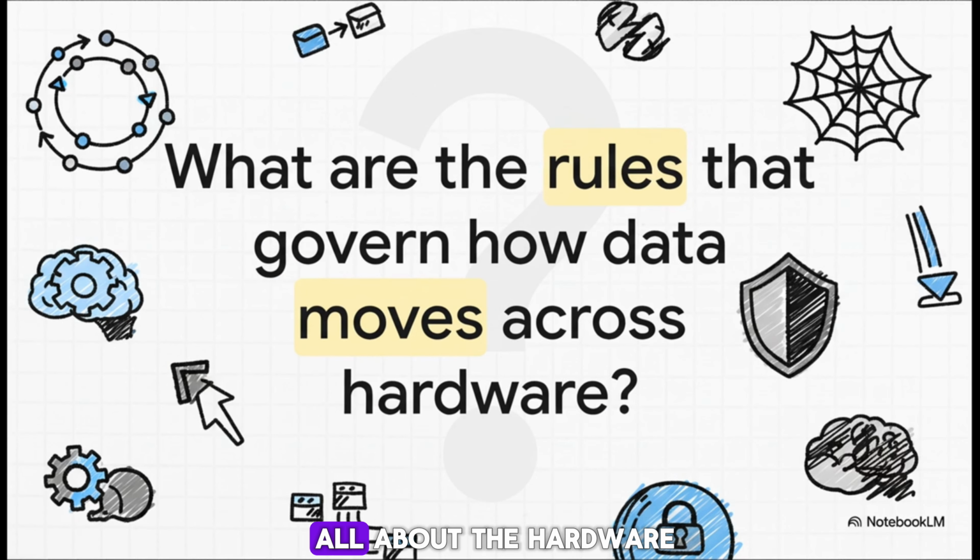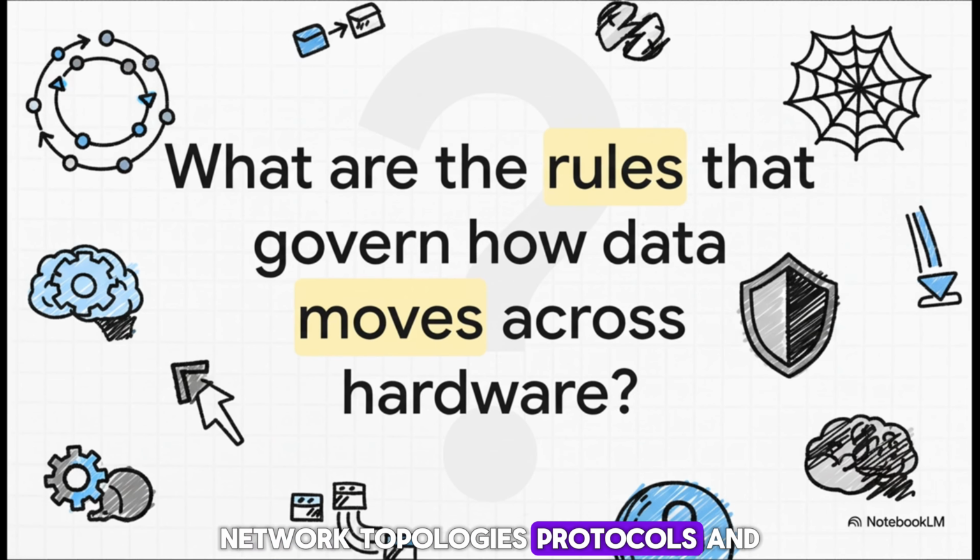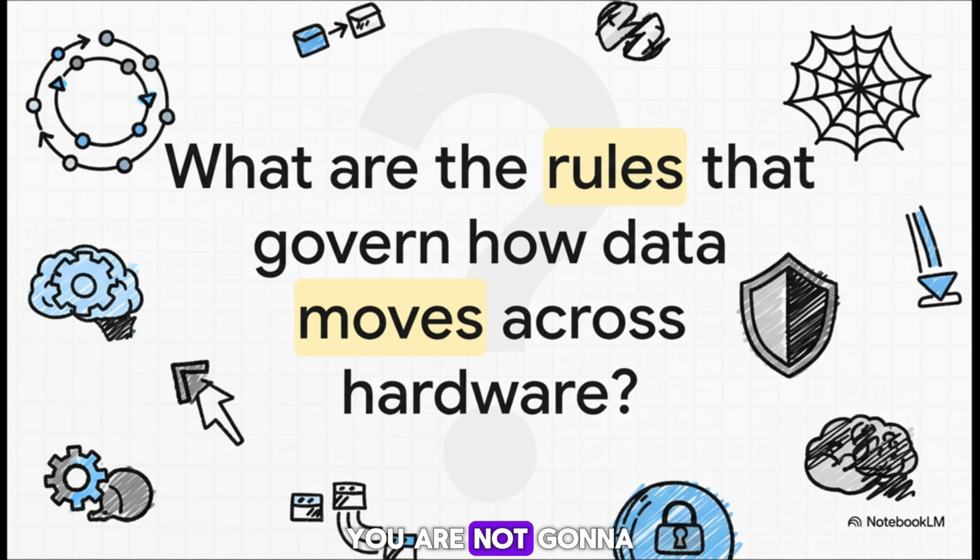So now you know all about the hardware, the physical stuff that makes networks tick. But what about the rules of the road? That wraps up our look at networking hardware. In Part 5, we look at the logic of the web, network topologies, protocols, and cybersecurity. You are not going to want to miss it.